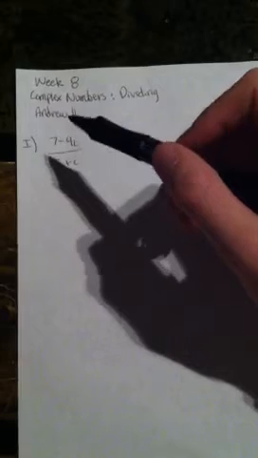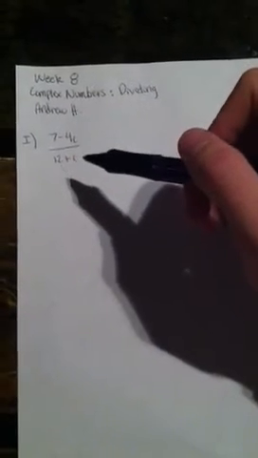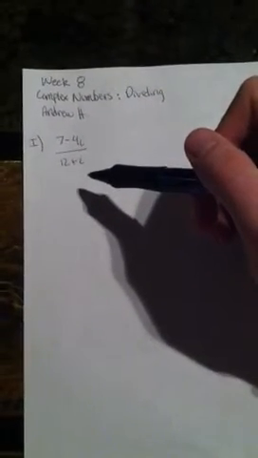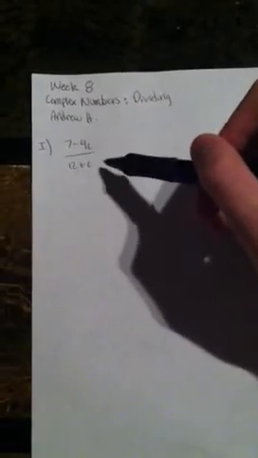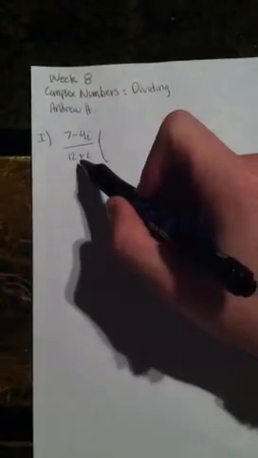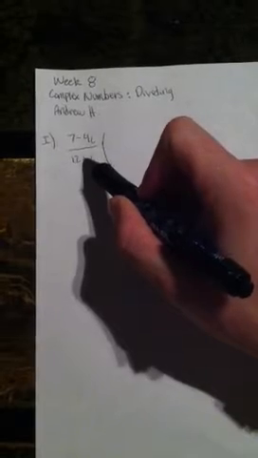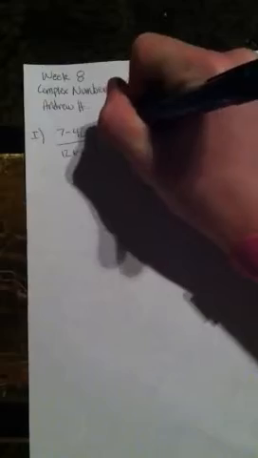Now, when you have a complex number problem and you're dividing, you always want to start by multiplying each side by the conjugate. The conjugate is you take your denominator and you just use the opposite sign. So in this case, it's going to be 12 minus i. And you do that to the numerator and the denominator.